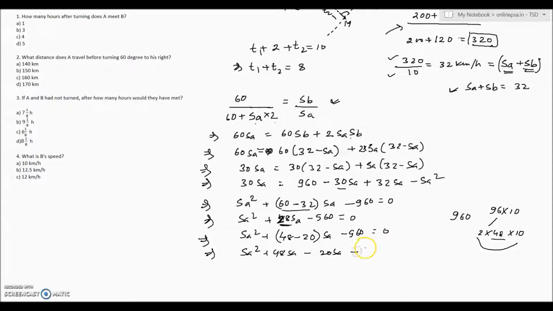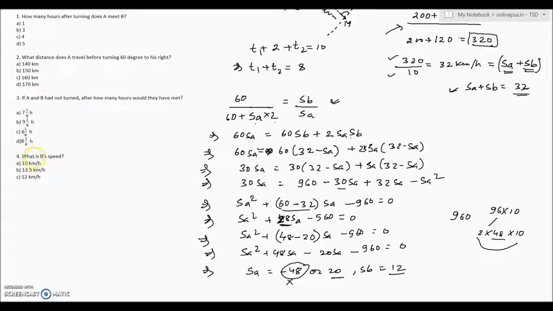I'm just writing in lengthy terms so that everyone can understand. So if you figure this out, SA will come around minus 48 or 20. Since the speed cannot be negative, we'll reject this one. Speed will be 20. SA comes out to be 20. So SB will be 12, right? Both of them sum up to 32.